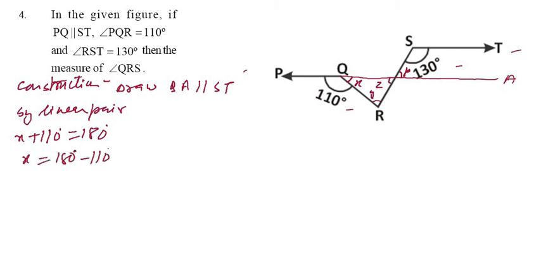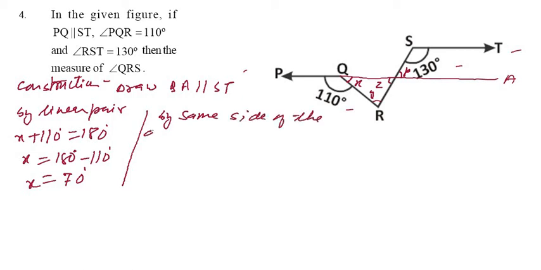So what will happen? It is 70 degrees. So X will be 70 degrees. Now by same side of the angle, what will happen? Angle P plus 130 degrees will be equal to 180 degrees. So angle P will be equal to 180 minus 130 degrees. So P will be equal to 50 degrees.